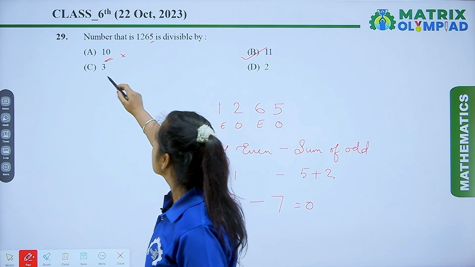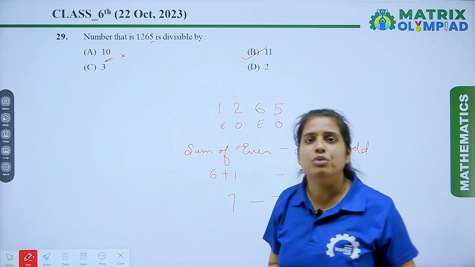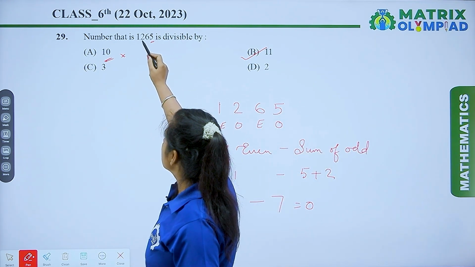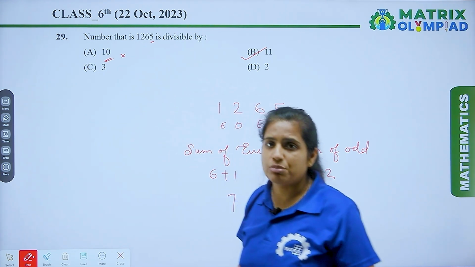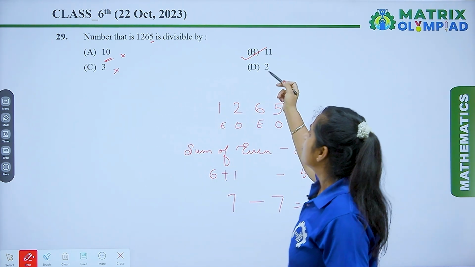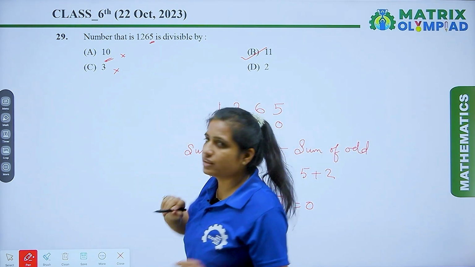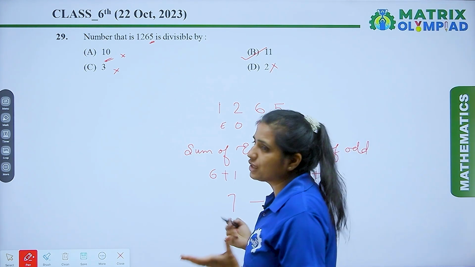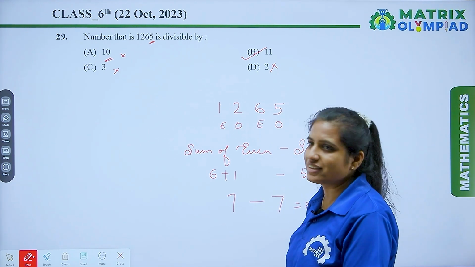Let's check the other options also. For 3, the divisibility rule is we have to find the sum of all the digits. So here 5 plus 6 is 11, 11 plus 2 is 13, 13 plus 1 is 14. 14 is not divisible by 3, so this option is also not correct. Last is 2. For the divisibility rule for 2, we should have the last digit even. But here 5 is an odd number, so it is not following the divisibility rule of 2 also. So here option B is the correct answer.